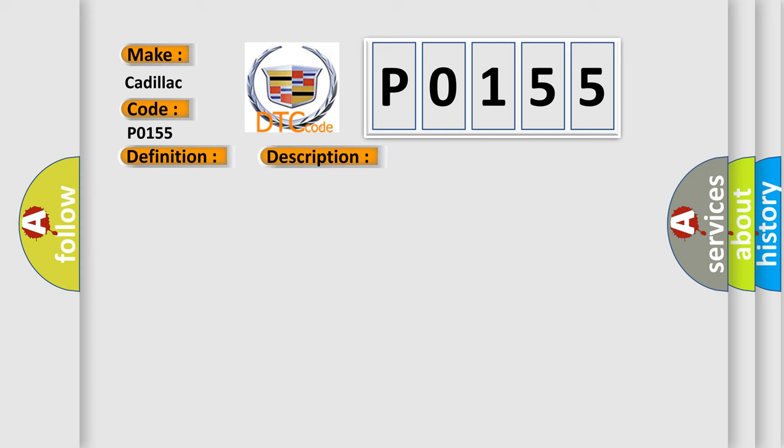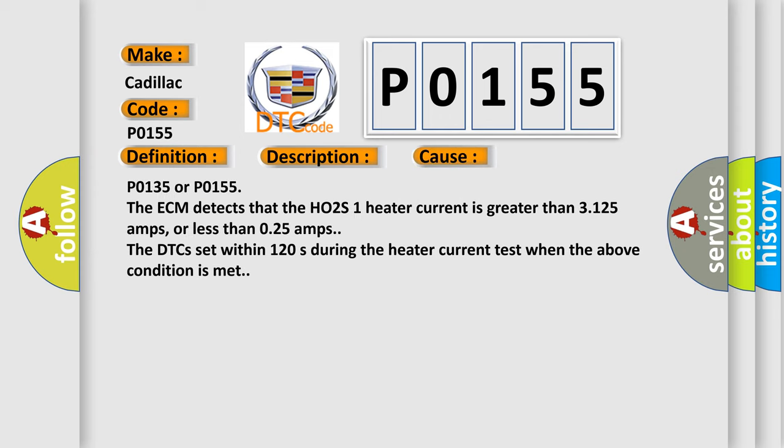This diagnostic error occurs most often in these cases: P0135 or P0155, the ECM detects that the HO2S1 heater current is greater than 3.125 amps, or less than 0.25 amps. The DTC is set within 120 s during the heater current test when the above condition is met.